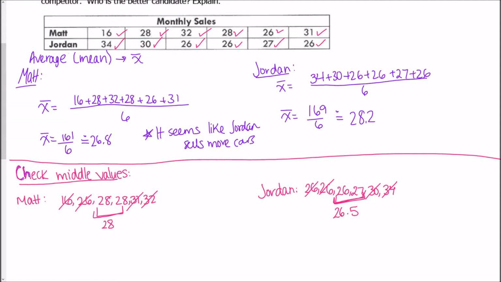So by looking at it like this right here, it seems like Matt sells more cars because 28 right here is larger than 26.5. So now it seems like Matt sells more cars.